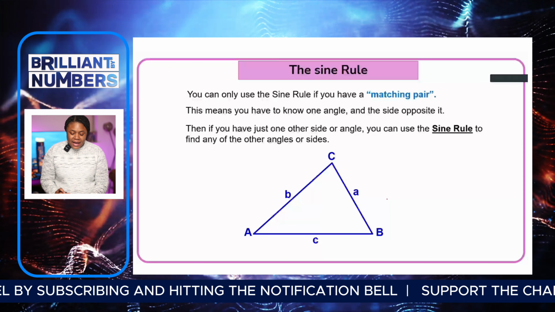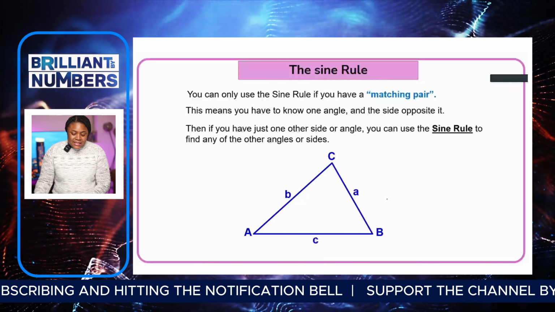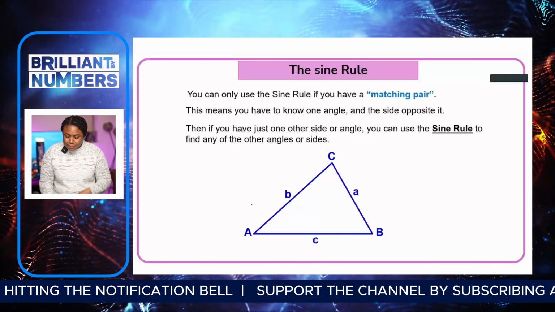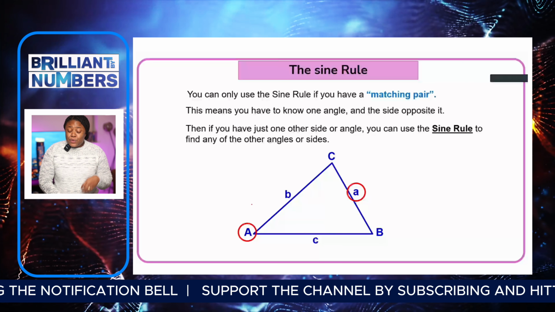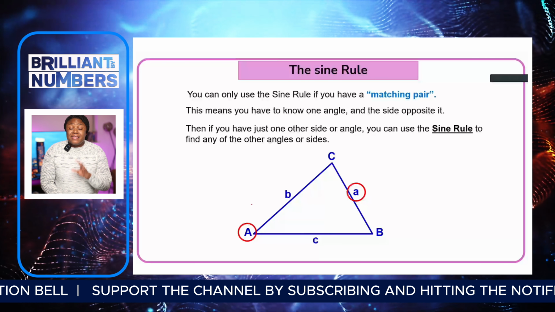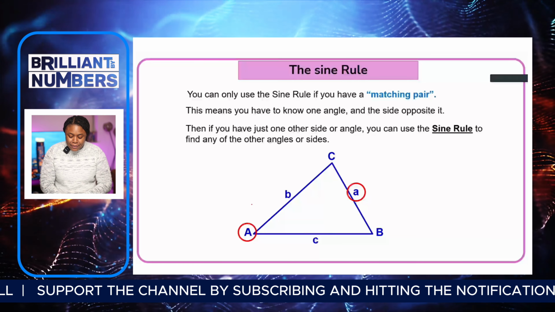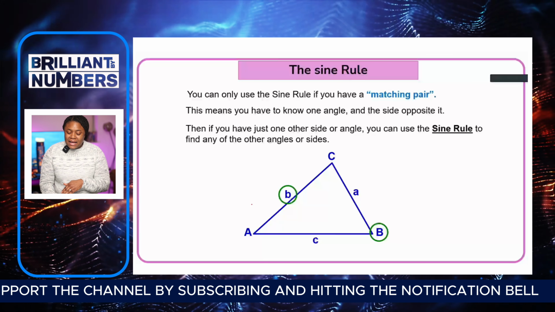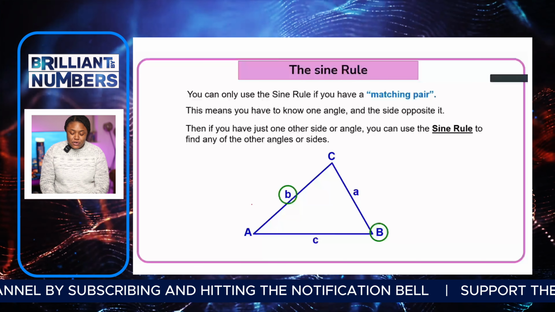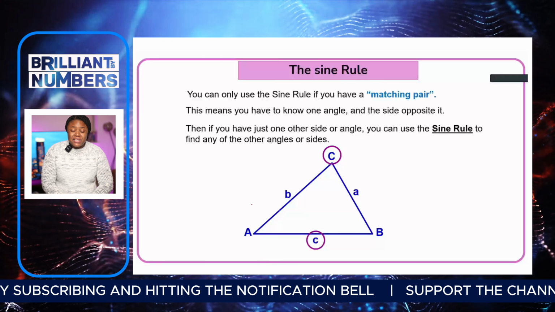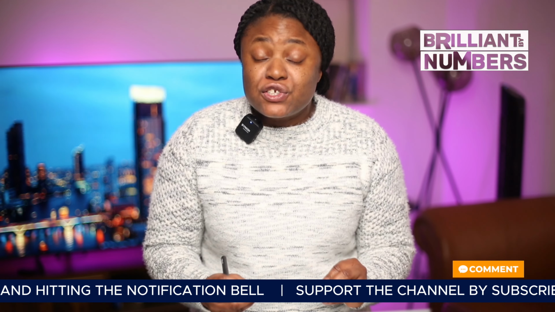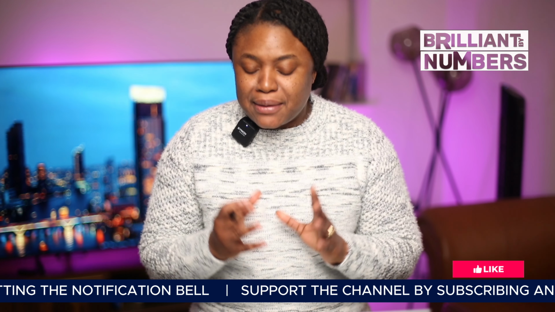So looking at this triangle here, labeled ABC, the side opposite to A, we would label that as little a. That is the matching pair. So I will qualify that. If we know angle A and the corresponding side, which we would have labeled little a, then that's qualified as a matching pair. We could also know angle B and its corresponding side, and that's also a matching pair. Or we could know angle C and its corresponding side, which is little c. So this is what we mean by we must first of all know a matching pair.